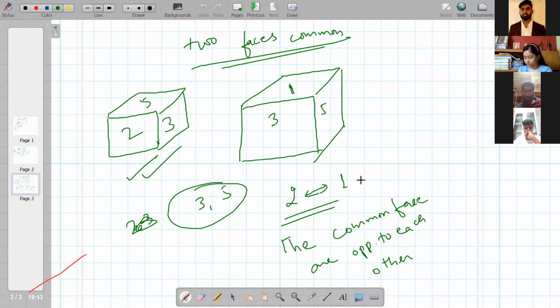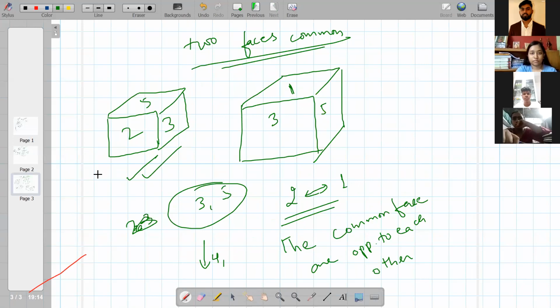In this case we can definitely say that 2 and 1 are opposite to each other. But what about 3 and 5? What about 3 and 5? So in this case, what are the remaining numbers? 4 and 6. So what is opposite to 3? Either 4 or 6. What is opposite to 5? Same thing. Either 4 or 6.